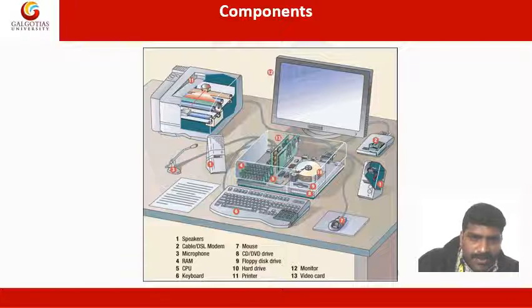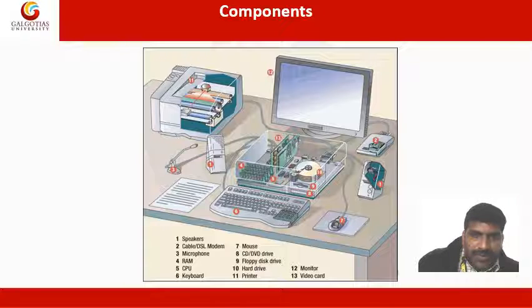And also the microphone, this is the microphone. Then the RAM, this is the RAM slot. Nearly 4 to 5 slots will be inside the motherboard. Suppose if we use a desktop computer, then each RAM contains 256 MB to 4 GB, 8 GB. Several types and capacities of RAM are there.